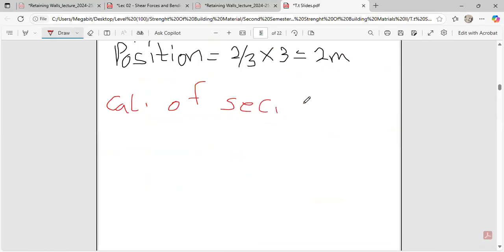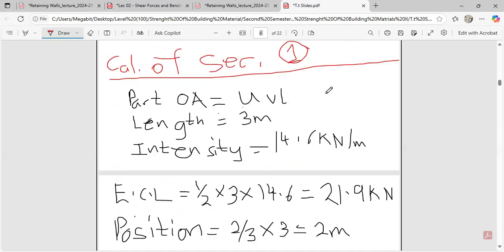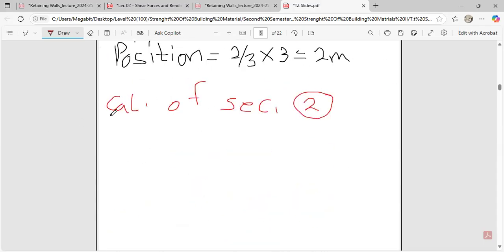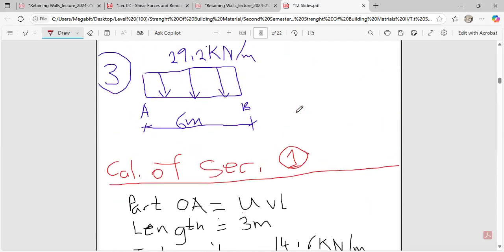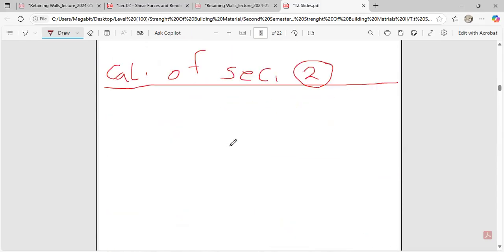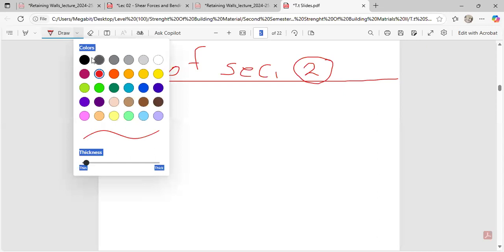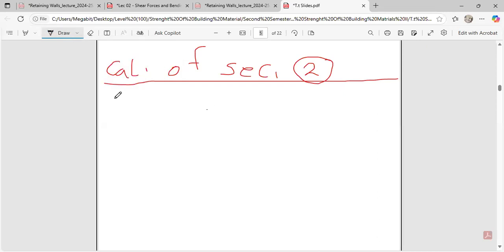Section 2. So this is our calculation of section 2. In section 2, first of all, what is part OA? Can someone tell me what part OA is? UDL. Thank you very much. So our part OA is a UDL. Let me just write UDL.